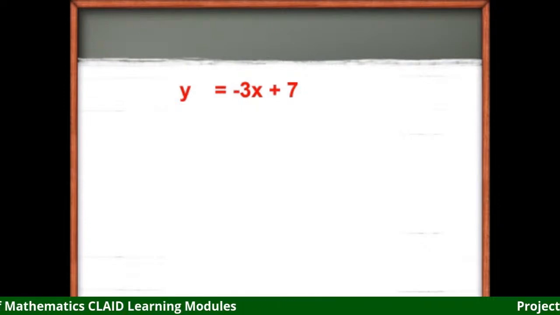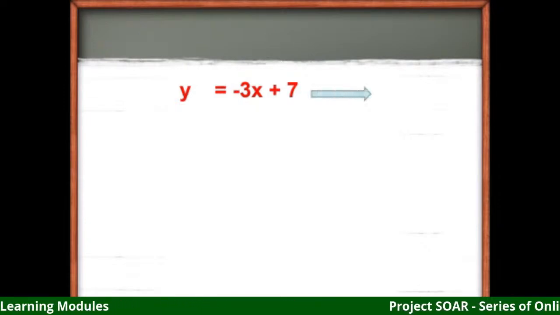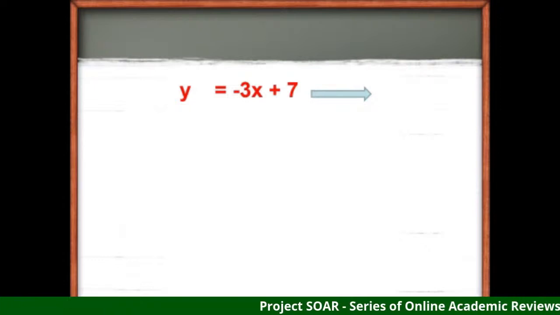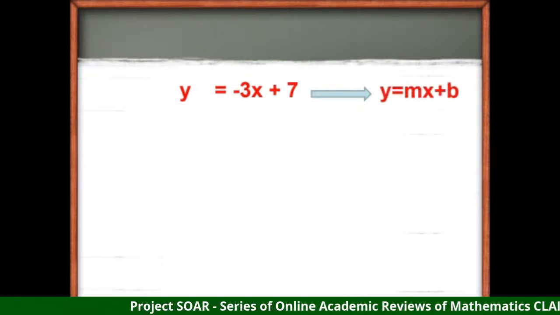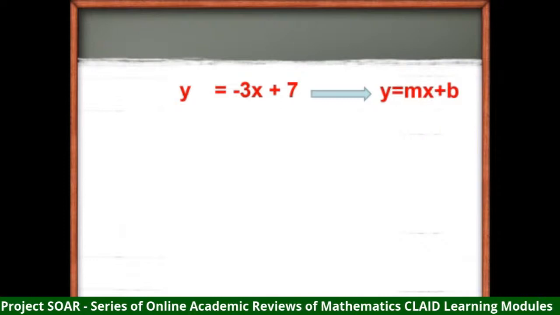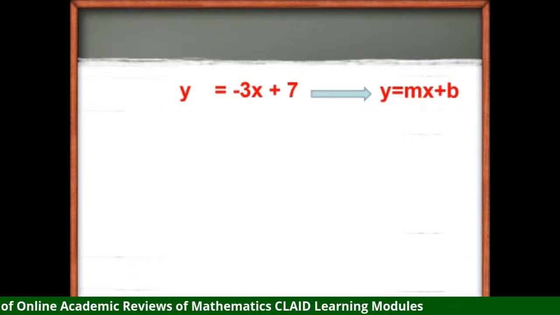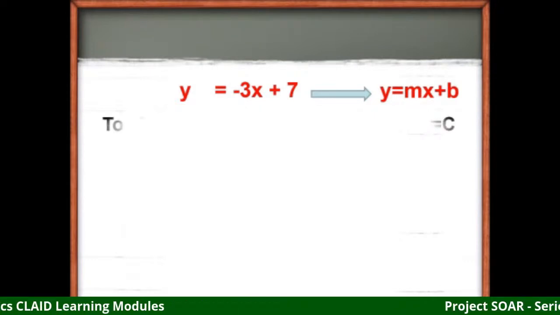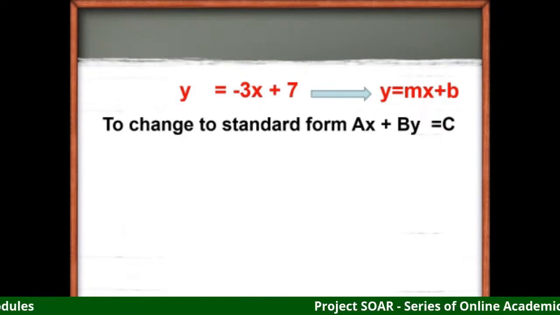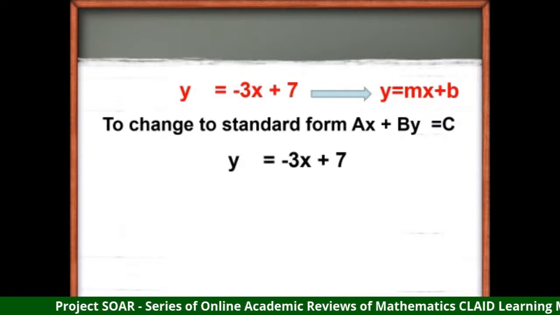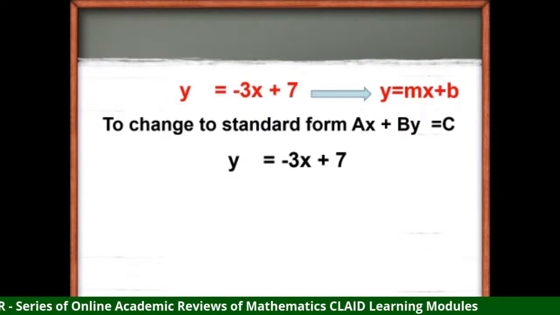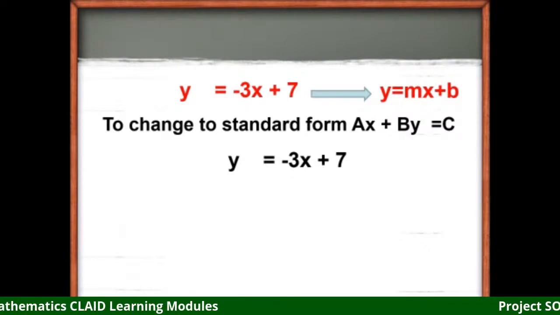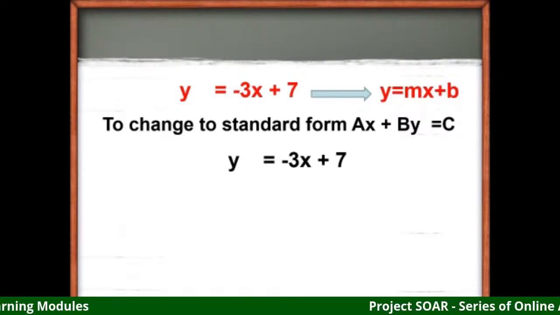Take note that our equation of the line is written in the slope-intercept form, which is y equals mx plus b. Our equation of the line can also be written in standard form. Now, to change in standard form, which is ax plus by equals c, we will just copy our equation of the line, which is y equals negative 3x plus 7. We will just pattern this particular equation to our standard form.